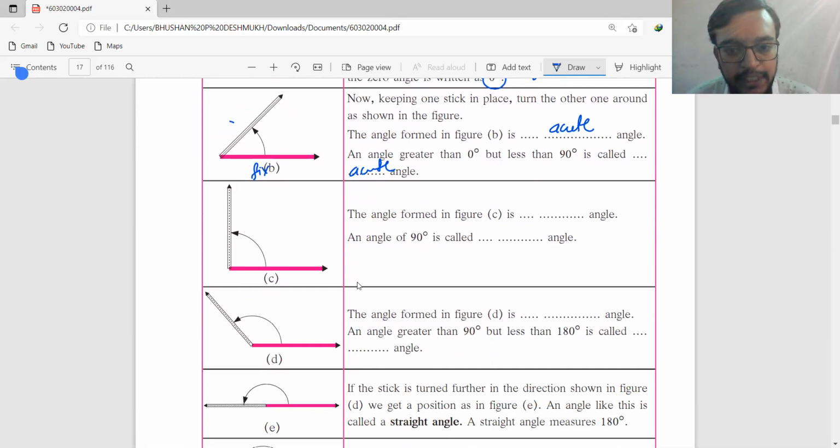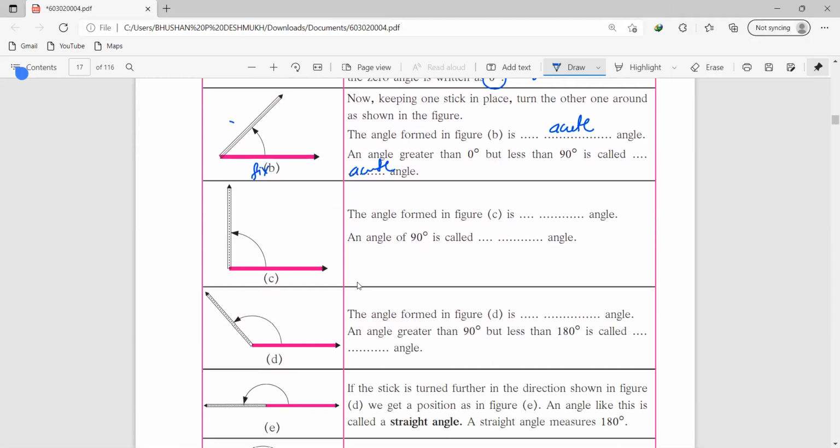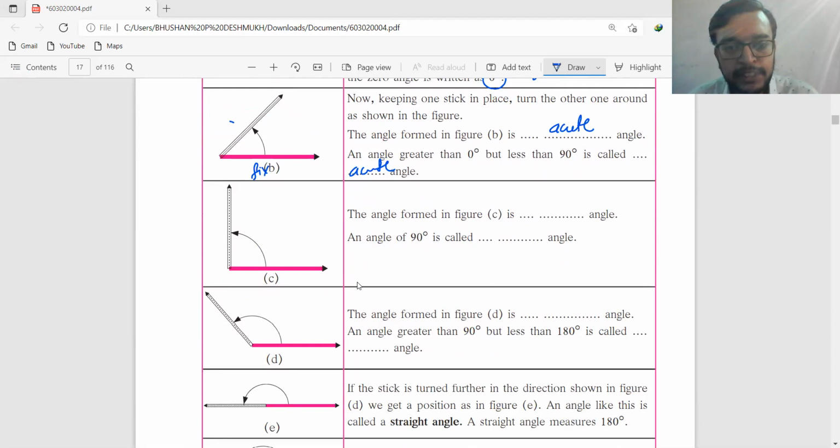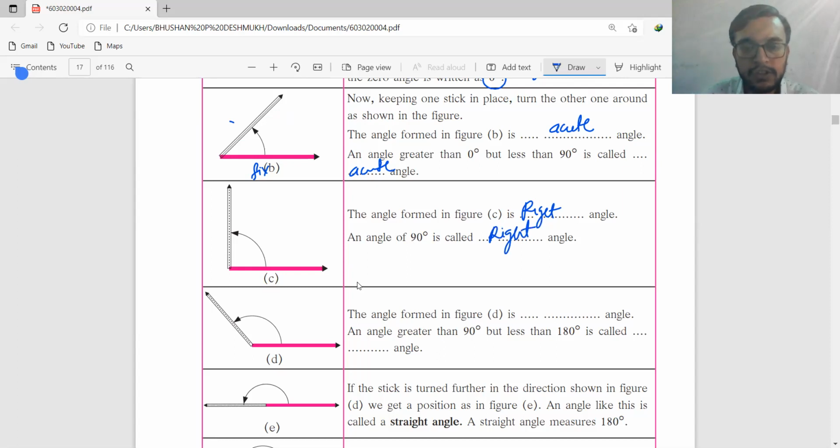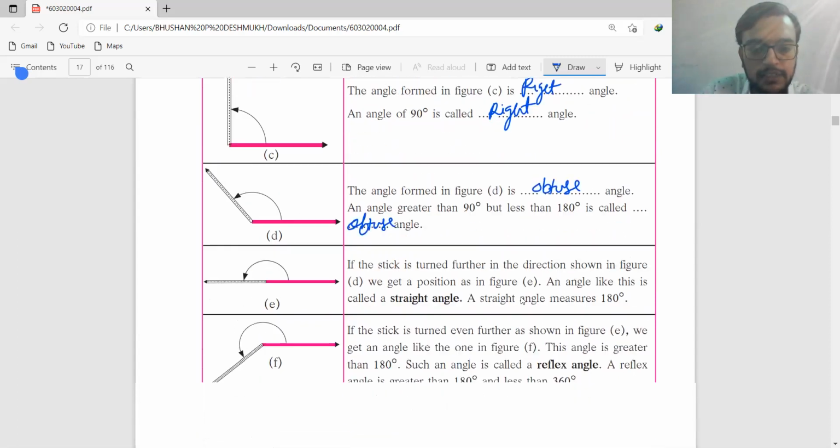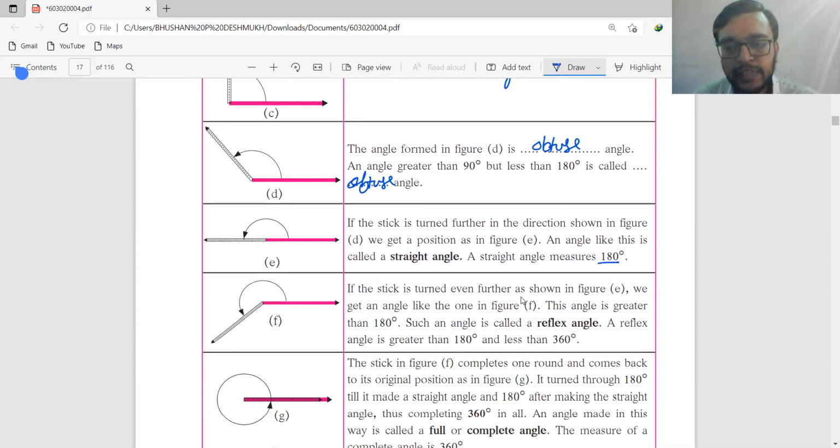Now the type C is called a right angle. An angle with measurement equal to 90 degrees is called a right angle. This is called an obtuse angle. An angle greater than 90 degree but less than 180 degree is called an obtuse angle, right? This is a straight angle, in which the angle is 180 degree.